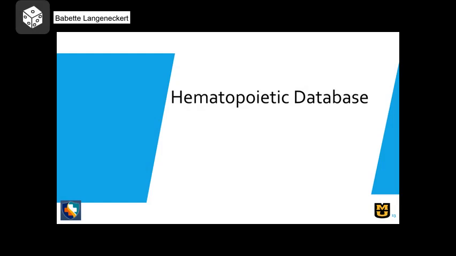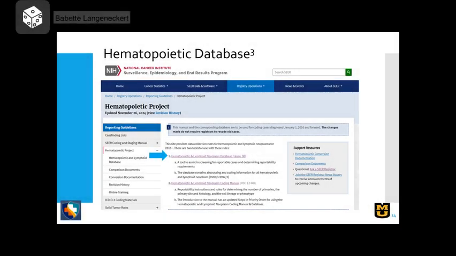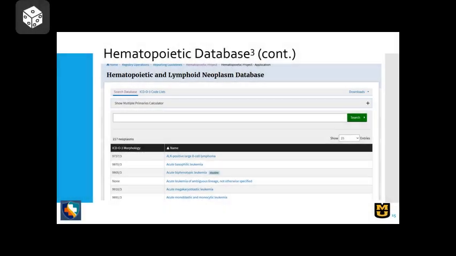Now we will review the hematopoietic database. The hematopoietic database can be found on the NIH Surveillance, Epidemiology, and End Results, or SEER website. After entering the hematopoietic database, you can search by code or histology name.